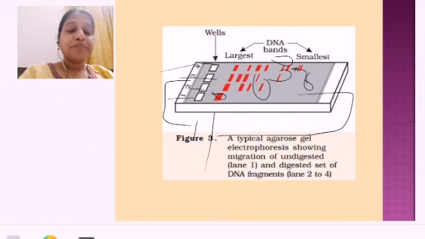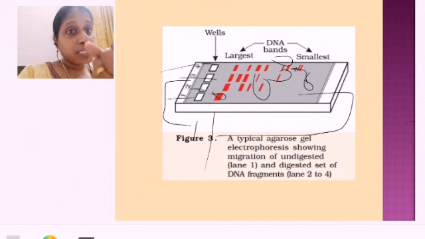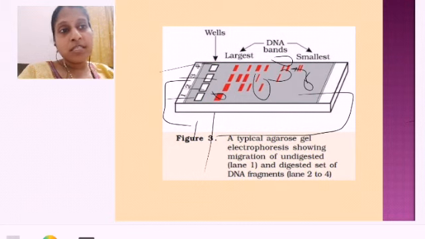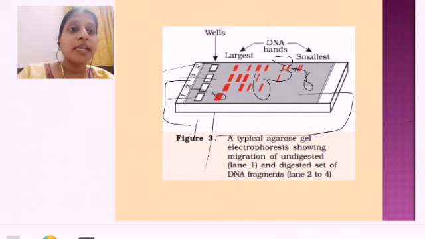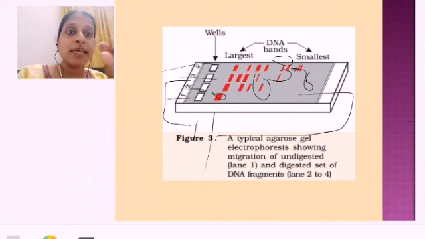After applying, they are viewing it under UV radiation. So when UV light is passed, the DNA fragments will take up the stain, ethidium bromide, and in the presence of the UV light, they will look like orange bead-like structures. Here it is shown as red anyhow, but orange colors will be seen. So where the orange color is, we can find that DNA fragments are there.